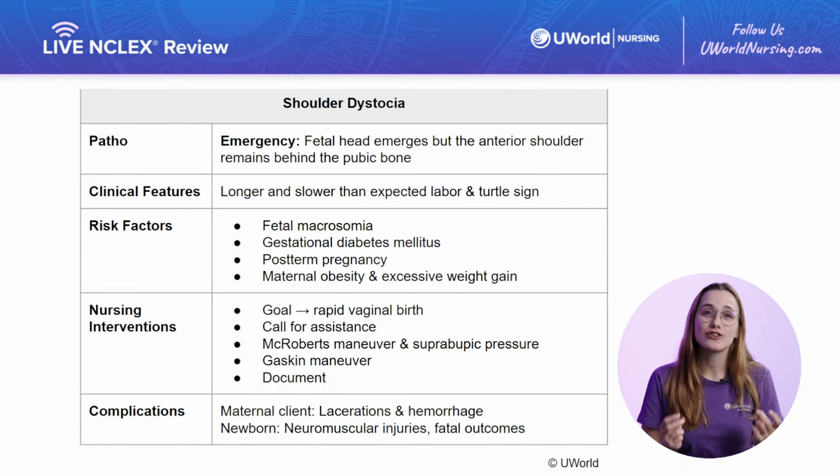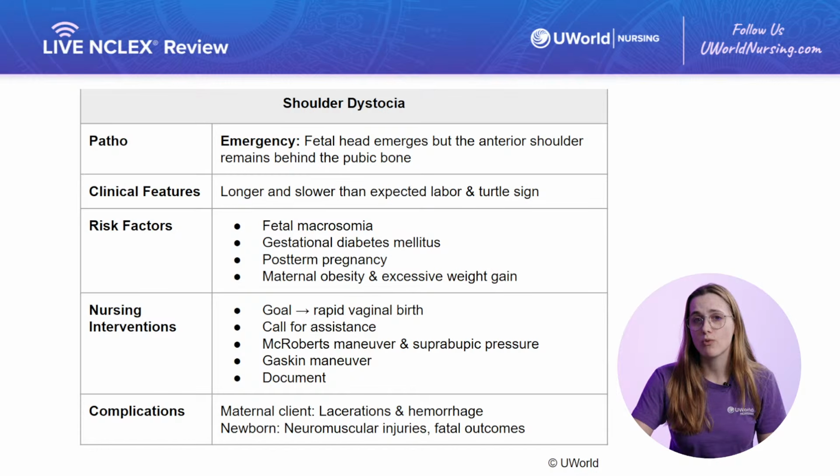Then post-term pregnancy, so greater than 42 weeks gestation. So the baby is going to be growing longer than expected, so the baby can be larger in size. And babies grow the quickest in that third trimester. So again, 2 weeks can make a really big difference for fetal growth. And maternal obesity and excess pregnancy weight gain are other risk factors too, as these can lead to fetal macrosomia.